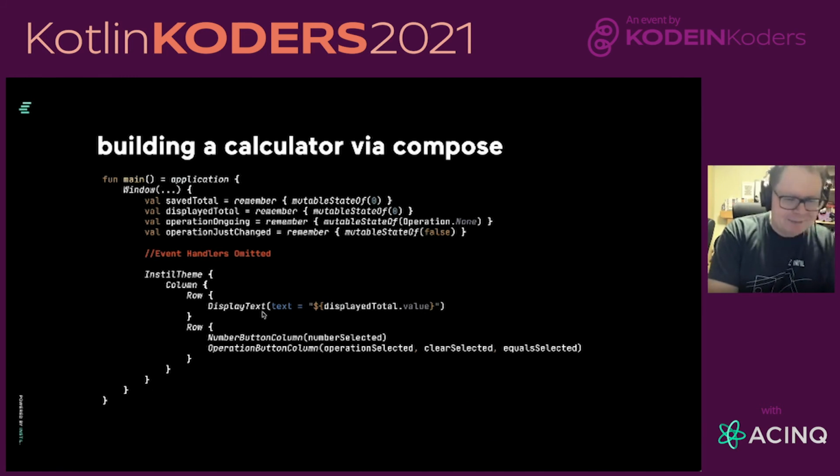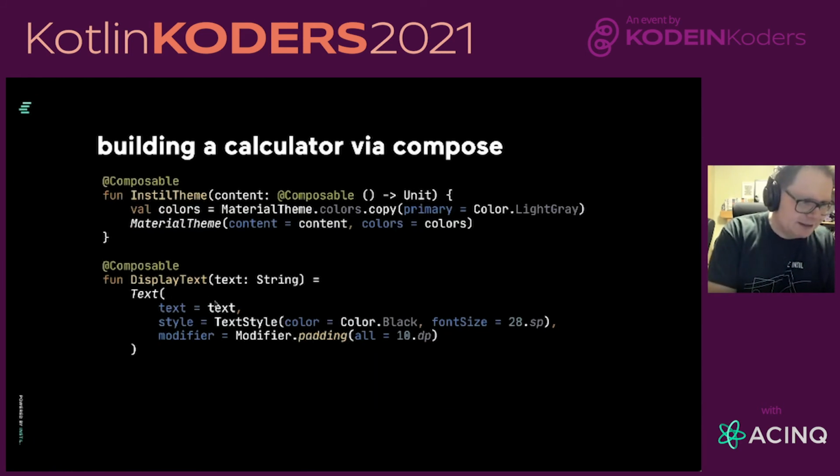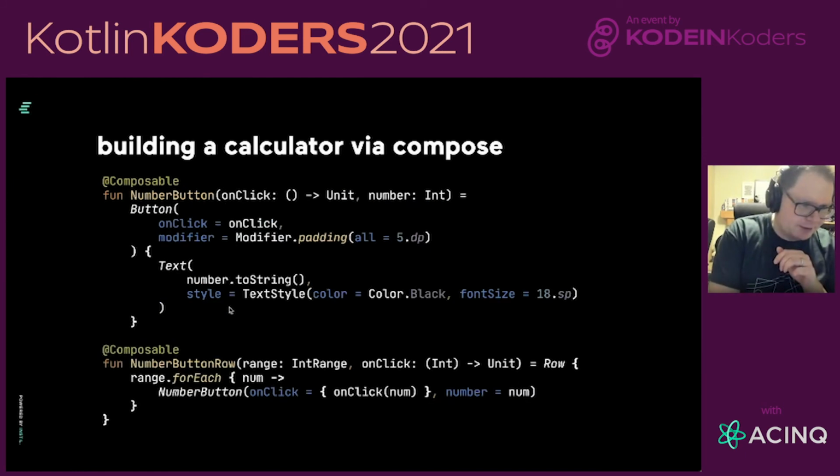So here's my very simple calculator. This is the setup. We've got a window, and inside the window, I'm setting up the state that we need for the calculator. And then we've got the DSL bit down here. And we have a bunch of components, and a component in Compose is just a function that's annotated with Composable. So we'll have a composable function for the theme that we want to apply, the look and feel. We have a composable function for a text box. We have a composable function for a button containing a number.